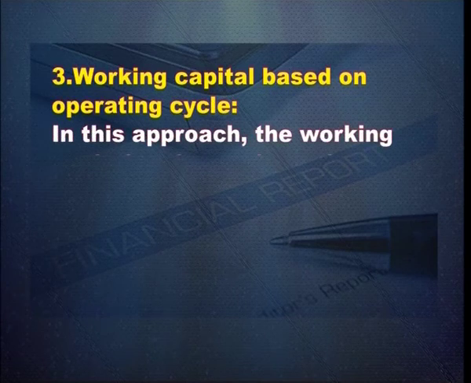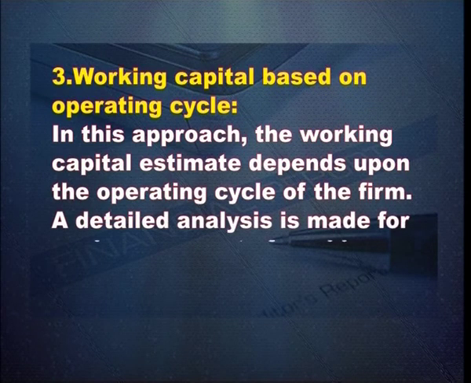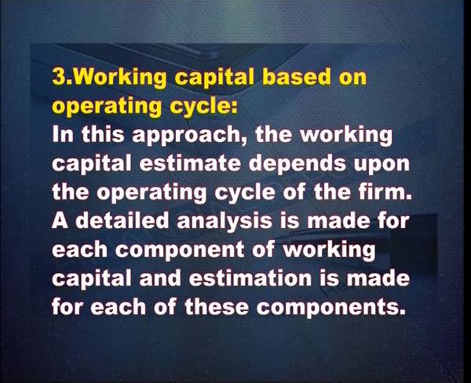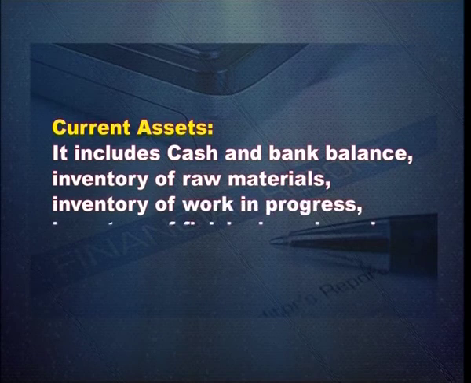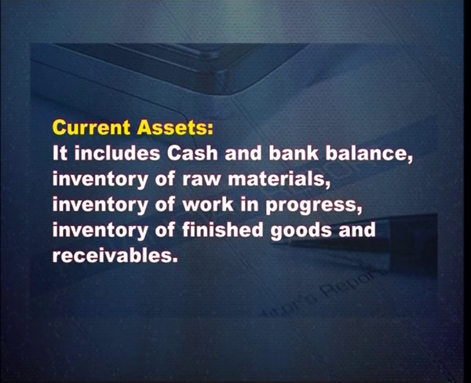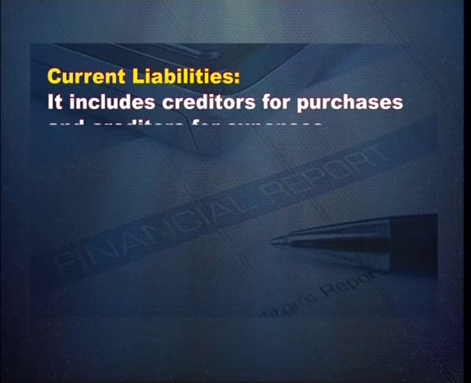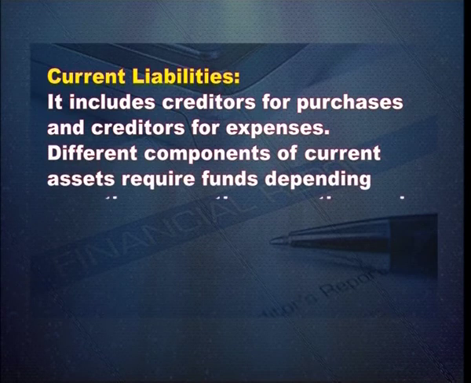Third one, working capital based on operating cycle. In this approach, the working capital estimate depends upon the operating cycle of the firm. A detailed analysis is made for each component of working capital and estimation is made for each of these components. The different components of working capital are current assets. It includes cash and bank balance, inventory of raw materials, inventory of work in progress, inventory of finished goods and receivables. Current liabilities. It includes creditors for purchases and creditors for expenses.